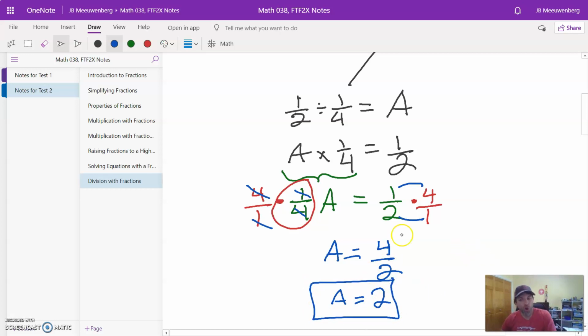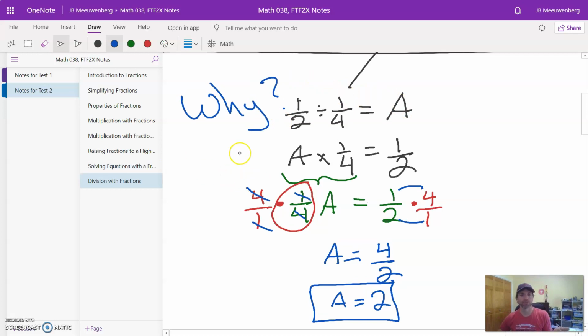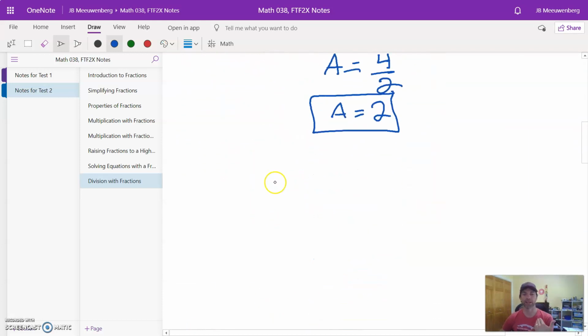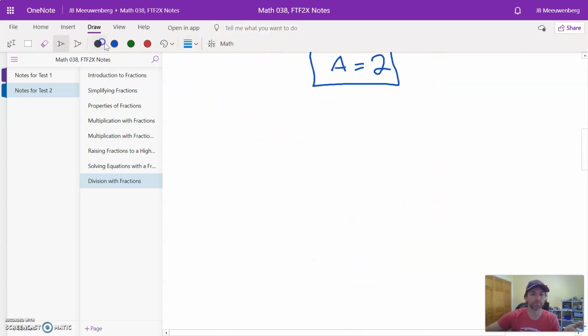So that was a really long way of getting there, but we're talking about the why, right? This is all about the why behind what we're about to learn. A is equal to 2. Isn't that the same thing we got up here when we drew our picture? It is. So now I'm going to go back and look at the same problem. It was 1/2 divided by 1/4.